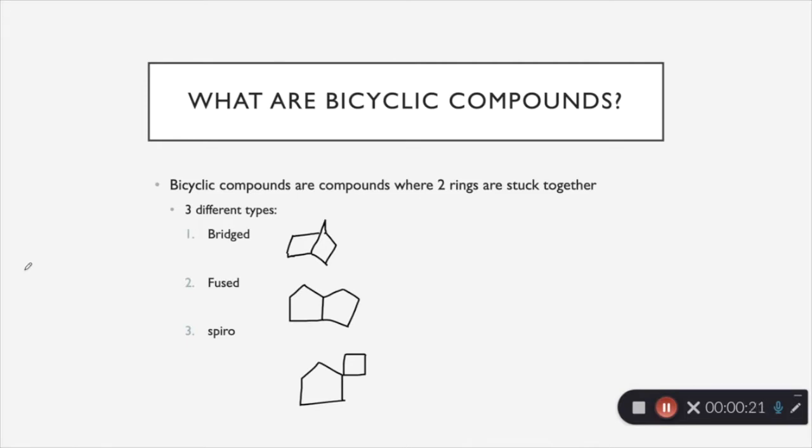The first one is bridged, and you can see that they're basically perpendicular to each other. So this right here is going to be the first ring, and then the second one is going in this plane. The second type is fused, and those are two rings that are beside each other and fused together like this. And then the third one is spiro, where they're almost twisted and they're connected by this one carbon right there.